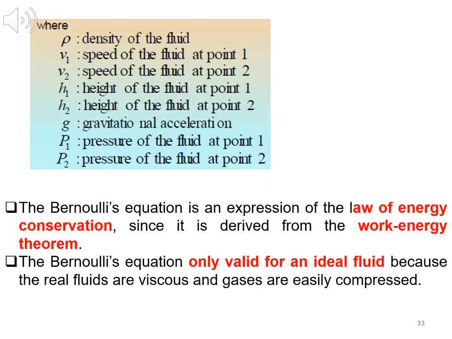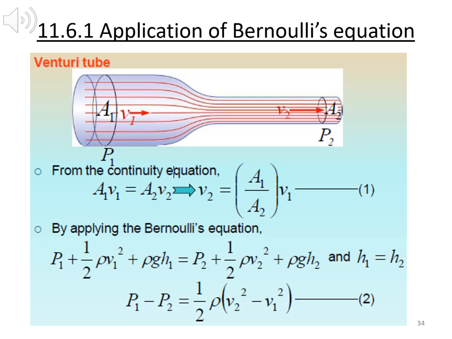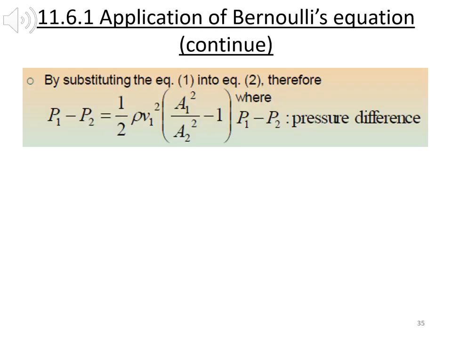Bernoulli's equation is an expression of the law of energy conservation, since it is derived from the work-energy theorem. Bernoulli's equation is only valid for an ideal fluid because real fluids are viscous and gases are easily compressed. This is the application of Bernoulli's principle on the Venturi tube. We can apply the continuity equation and Bernoulli's equation after that. By substituting equation 1 into equation 2, we will get the pressure difference.